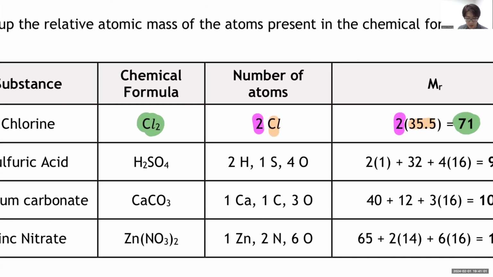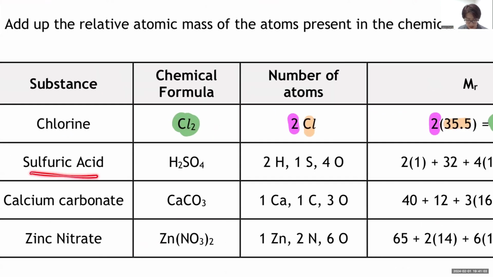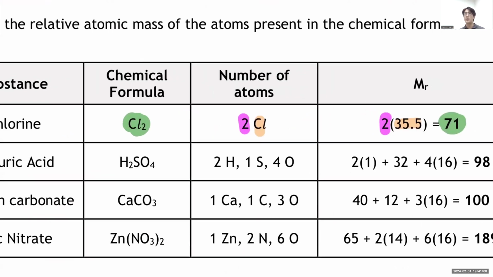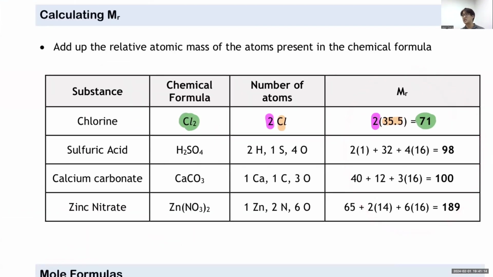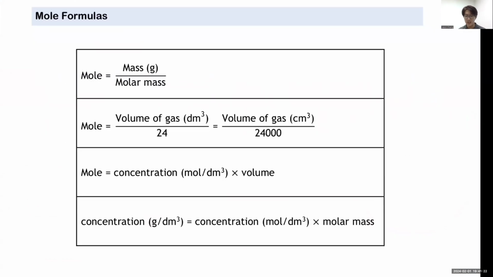But what if it's a more complex one like sulfuric acid, which is H2SO4, and so on and so forth? All you need to do is just do your proper multiplications and additions. Keep it simple. Do not memorize any of these. All these things you can get from your beloved periodic table. Straightforward.